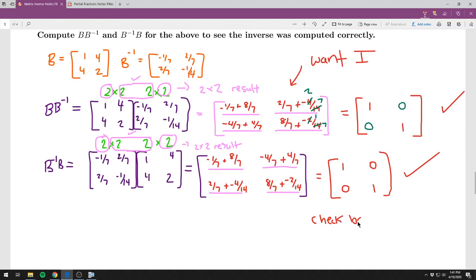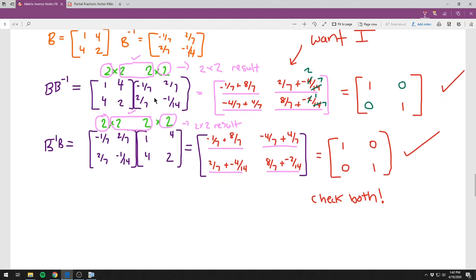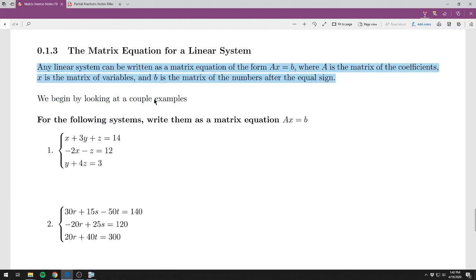So finding the inverse isn't just clicking it in your calculator or setting it up in an augmented matrix, it's also checking. Not all the problems require you to check. You will see some on the homework. All right, so the last thing in this section is the matrix equation for a linear system and how you use the inverse to actually solve it.